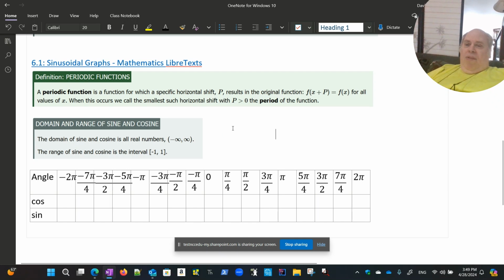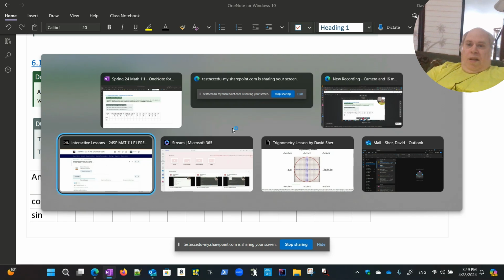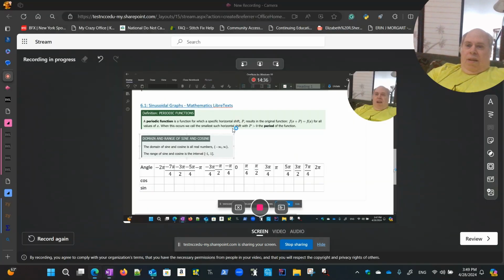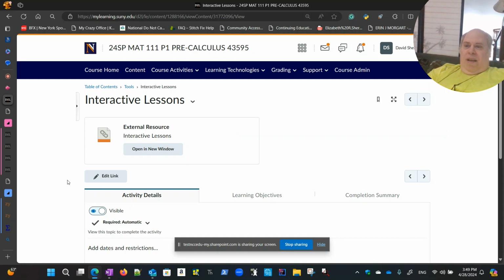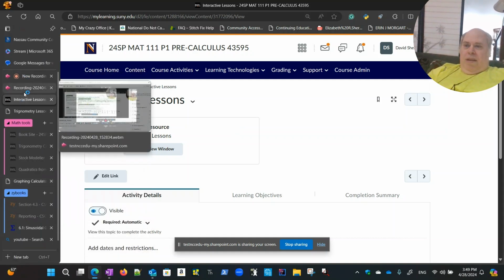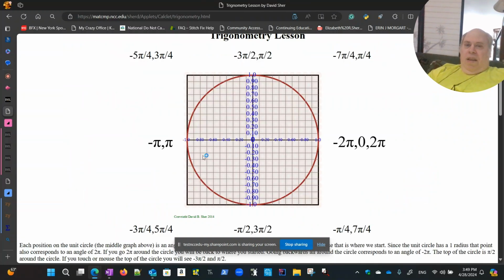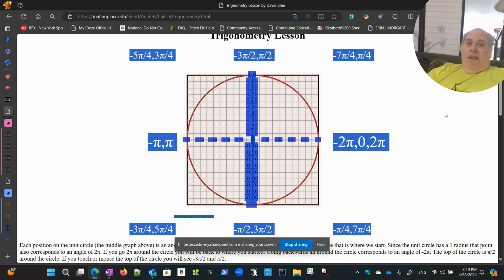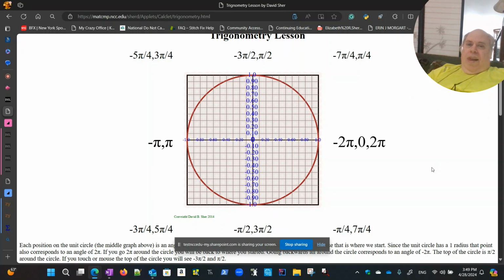And now, what is sine and cosine in trigonometry? It's about the circle. Wait a second. Let me get to the right place. Here we have our circle. And the idea is as we go around the circle, the cosine represents the x coordinates of the points of the circle.